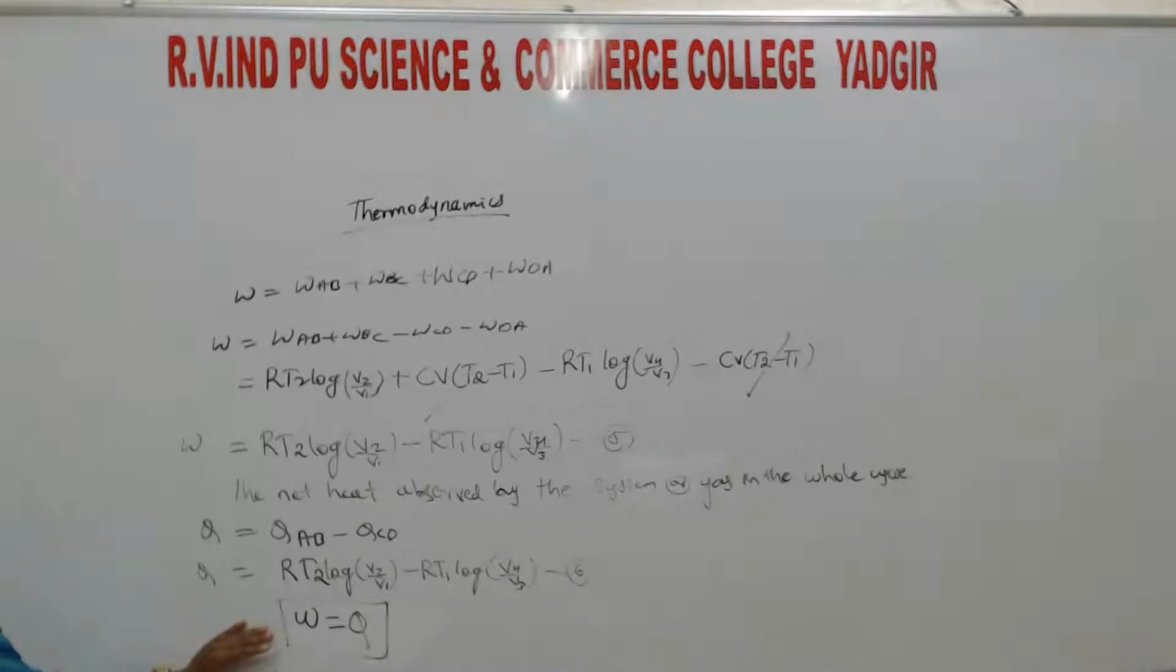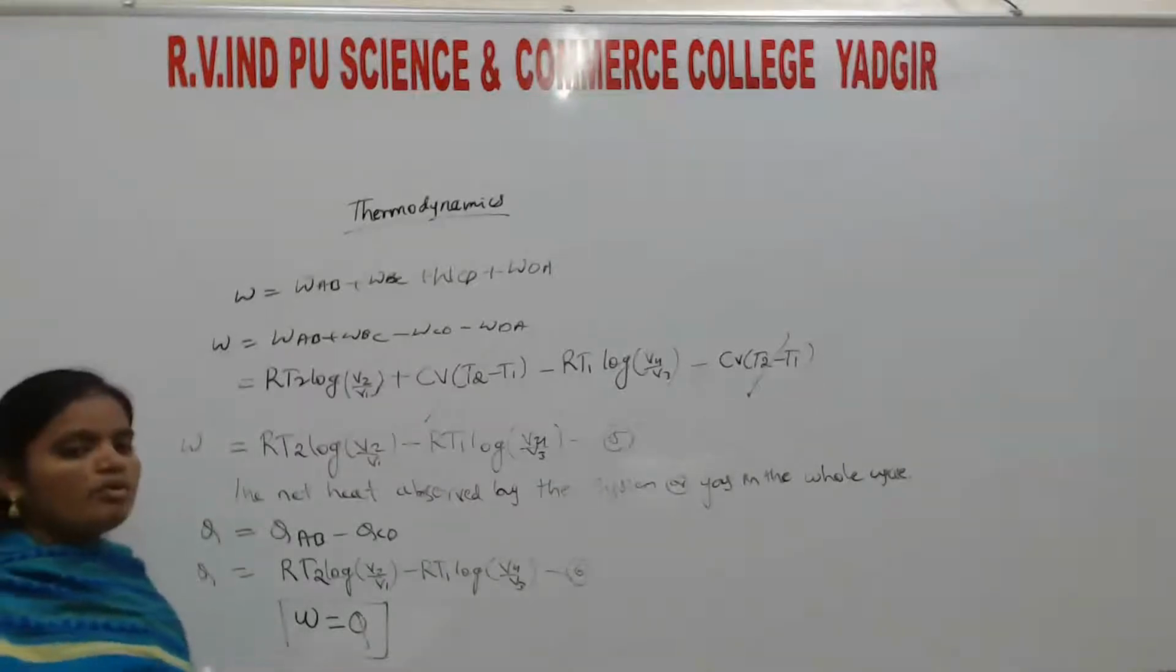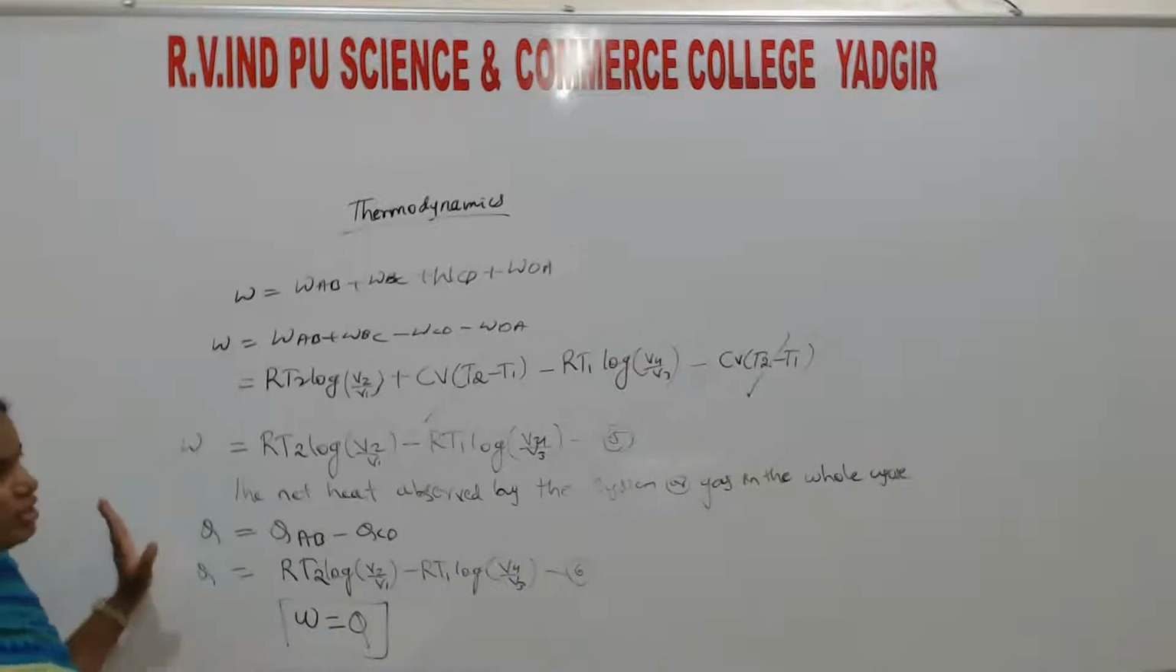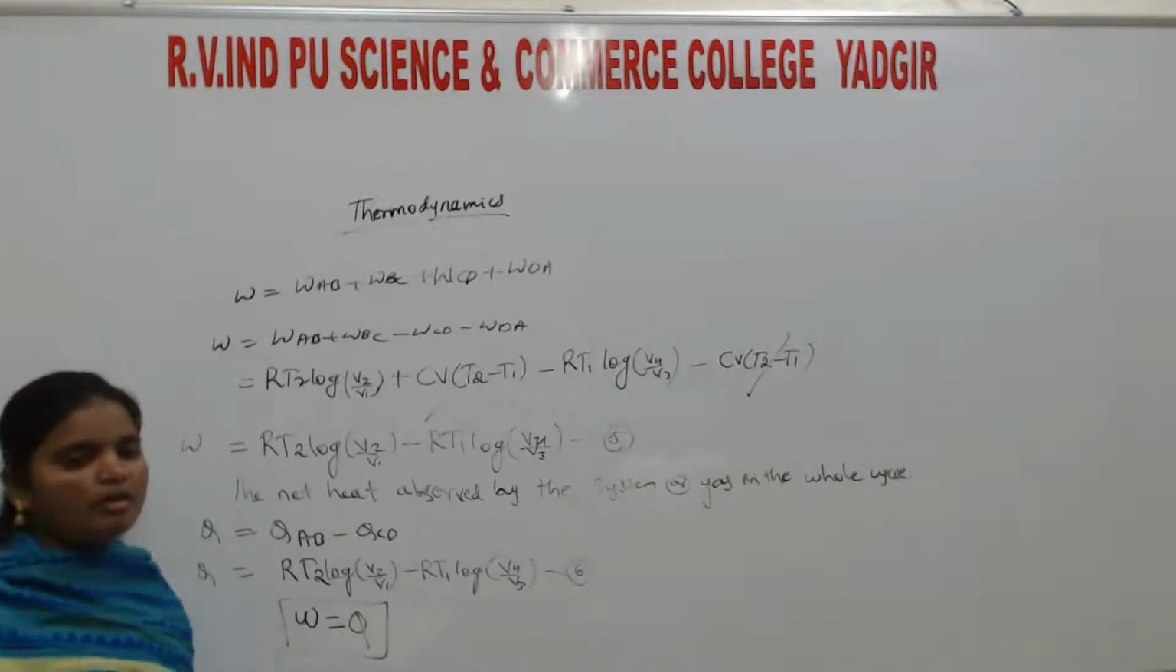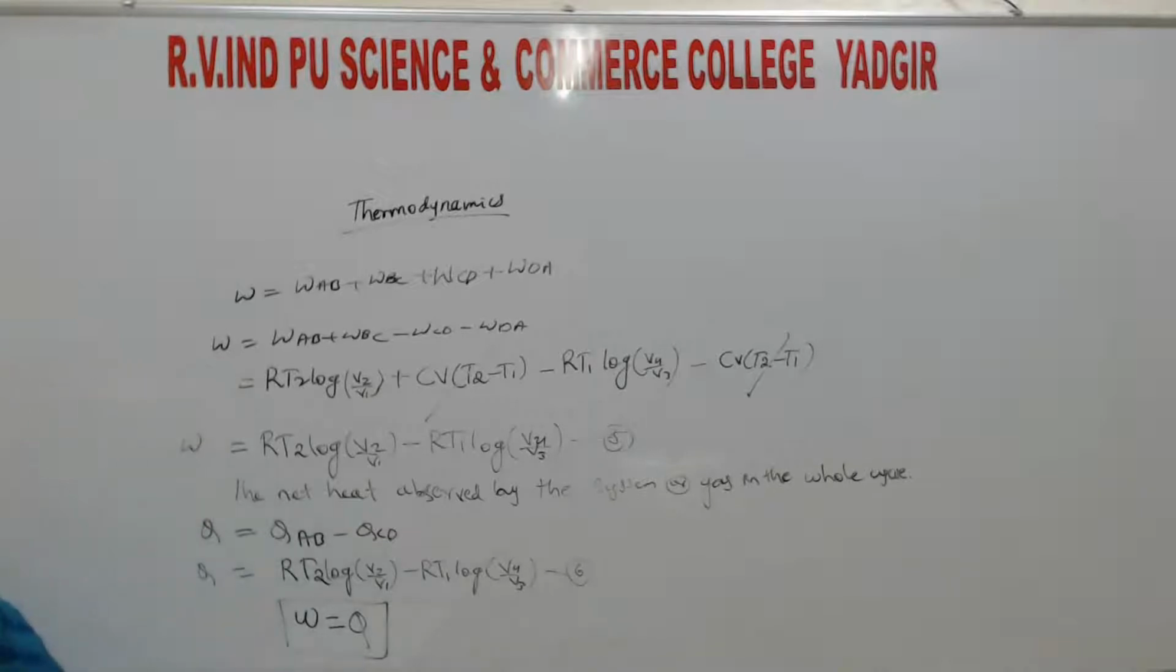Here W is equal to Q. In other words, the work done is maximum, hence the heat absorbed by the gas is equal to the work done by it, which is in agreement with the first law of thermodynamics. Up to here, you write in your examination for the 6 marks question.